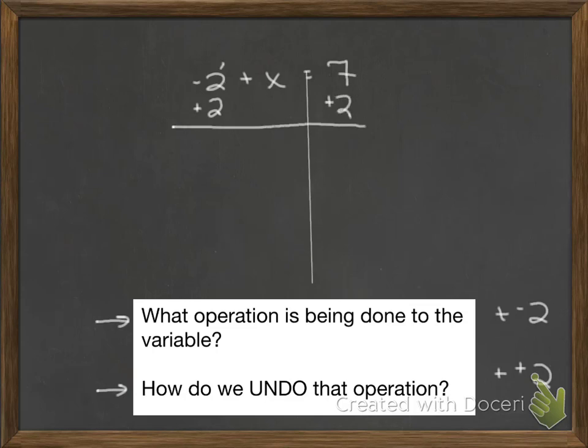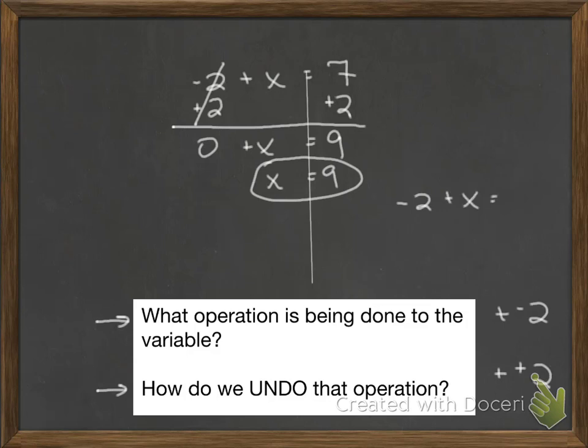So I have a -2 and a +2. That gives me 0. 7 plus 2 equals 9. So we have x equals 9. Again, I can go back to my original equation, put the 9 in there, and make sure that this equation holds true. So again, -2 plus 9, you can use your calculator or do it in your head. You get 7 equals 7, so this checks out.